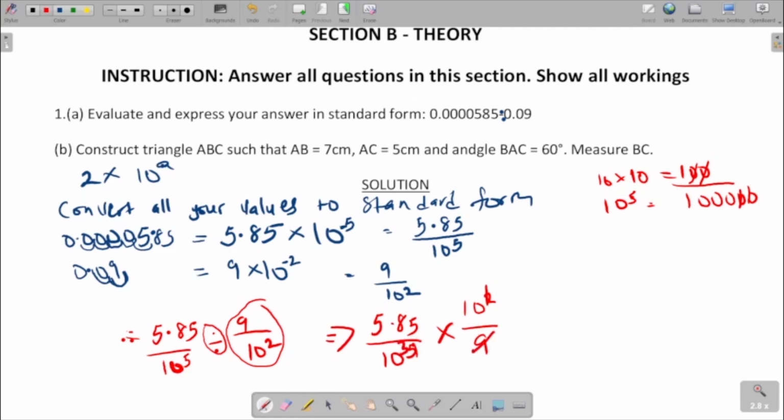And now we can divide this 9 here. If we divide 5.85 by 9, it gives us 0. So you put your 0 down here.